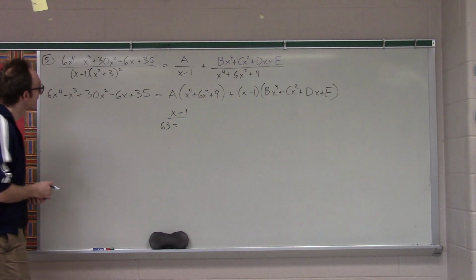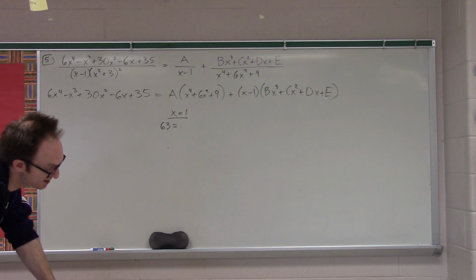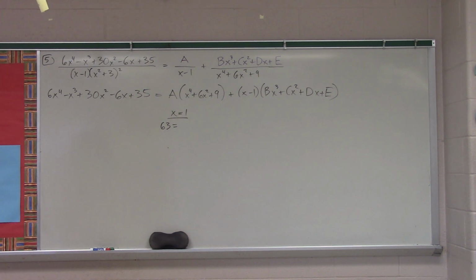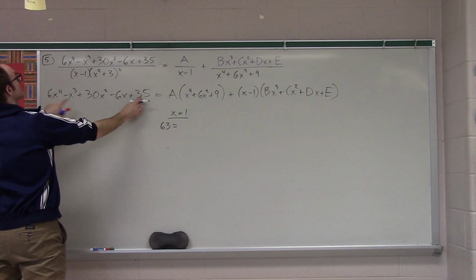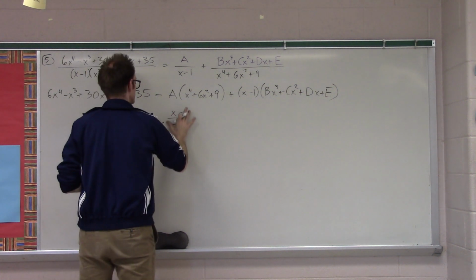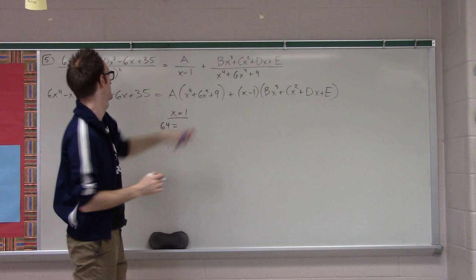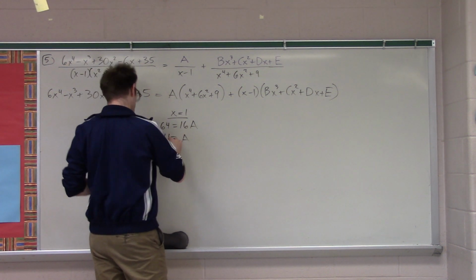Let's try this one more time. x squared minus x cubed plus 30x squared minus 6x plus 35. So if I plug in 1, I'm going to get, oh, I just made a small mistake. 65 and 6 is 71 minus 7 is 64. All right, that is making me much happier, because now when I plug in 1 here, it's going to be 16, and so a is 4. Okay, great.